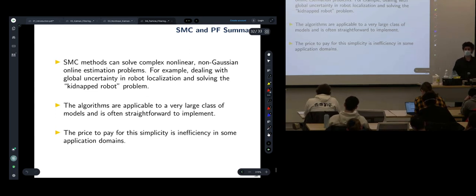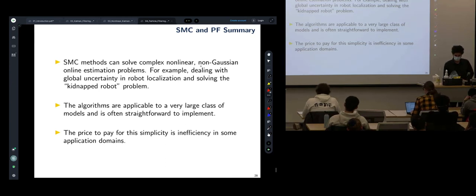Now, we want to use this for robot localization, right? Now that we learned this filter, in future lectures, we will use this algorithm to solve the robot localization problem. It can deal with non-Gaussian online estimation problems. It can deal with global uncertainty. Global uncertainty means, in this room, again, you want to localize. You have no idea where the robot is located initially or at some point in time. That's the kidnapped robot problem.